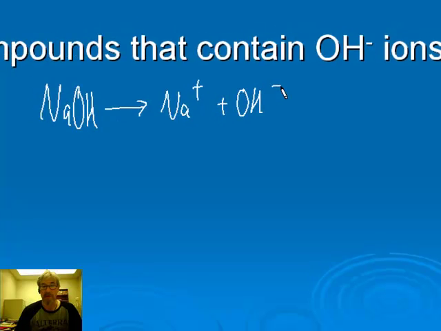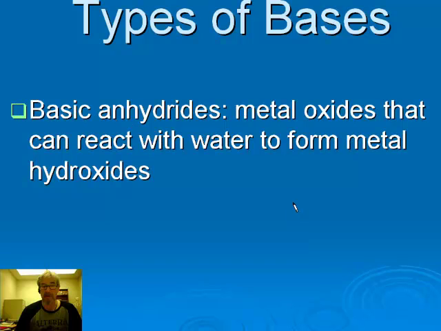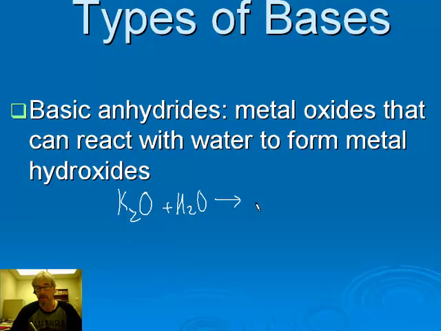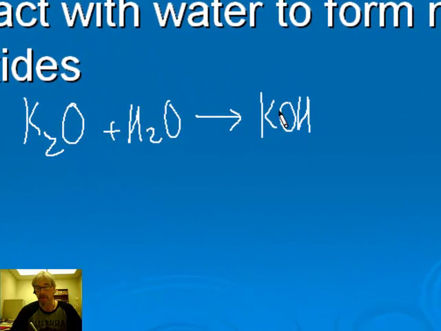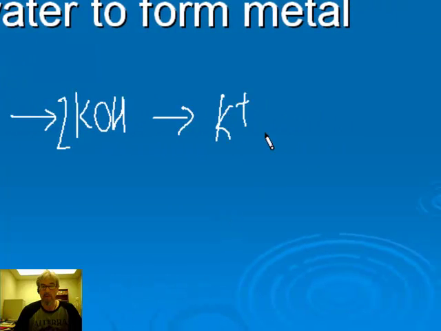Basic anhydrides, like acid anhydrides, are just lacking water. These are metal oxides. So acidic anhydrides are non-metal oxides. Metal oxides are basic anhydrides. They'll react with water and form metal hydroxides. Here's an example. If I have potassium oxide, K2O, and I react it with water, here's what will happen. I'll end up with KOH. It's balanced that way. Well, that's a base, and then it will go on to split up and give you K+ and OH- ions.